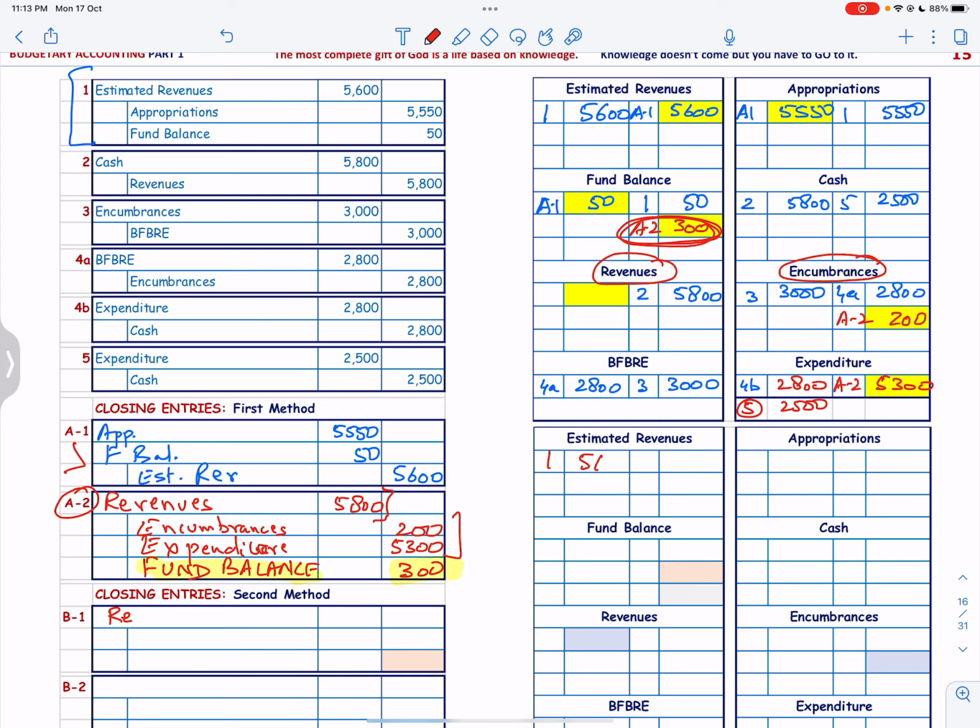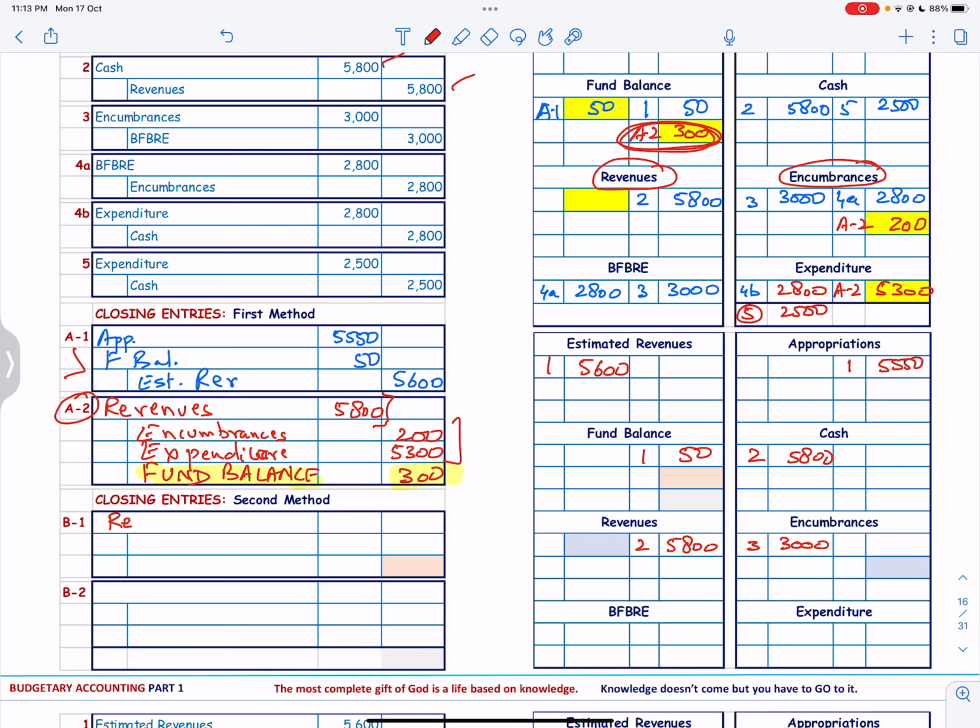So we have estimated revenue, and estimated revenue in transaction number 1 is 5,600, and there is an appropriation, transaction number 1, 5,550. Then there is a fund balance, and fund balance is in the credit for 50. Then cash is debit, transaction number 2 for 5,800. Then there is revenue for 5,800, that is credit number 2. Then we have encumbrances, that is transaction number 3, and this is for 3,000. And for transaction number 3, budgetary fund balance reserve for encumbrance is credit by 3,000.